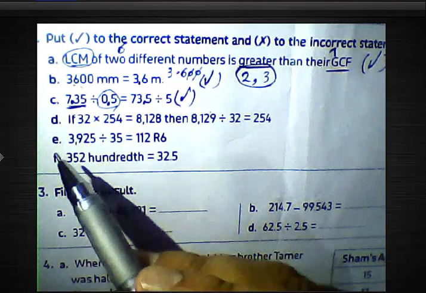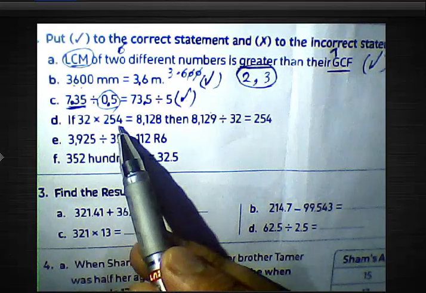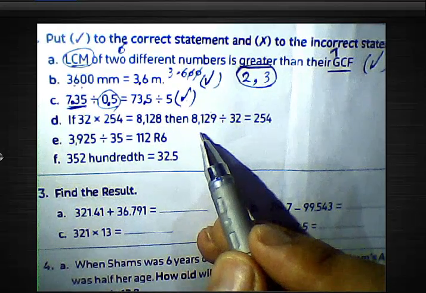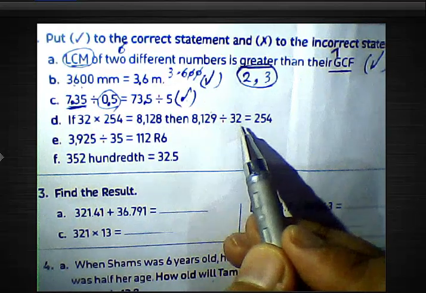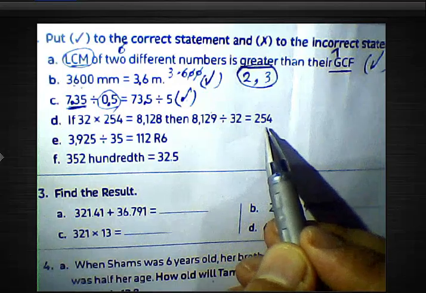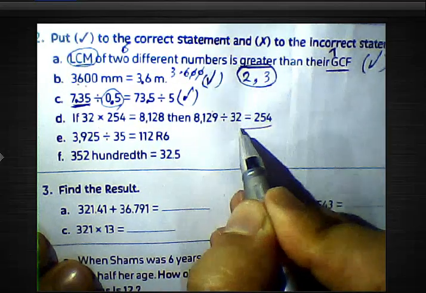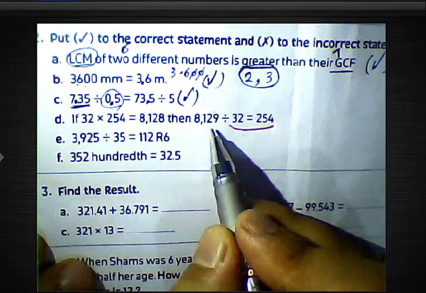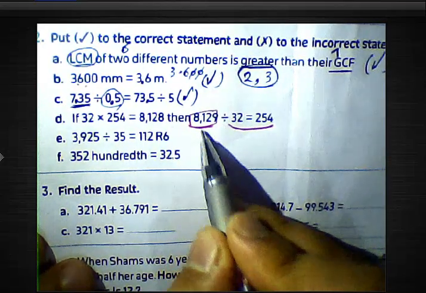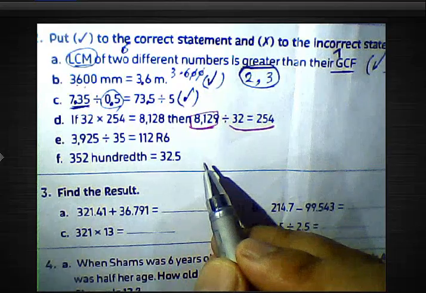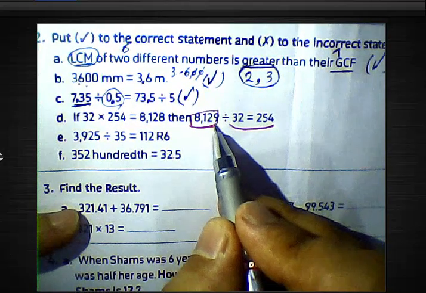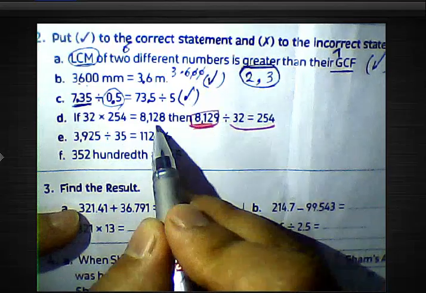Letter D. If 32 multiplied by 254 equals 8128, then 8129 divided by 32 equals 254. True. Why? Because the divisor multiplied by the quotient equals the dividend. It was a dividend. But it was 9. Look again. It was 9. Yeah, it's a difference.